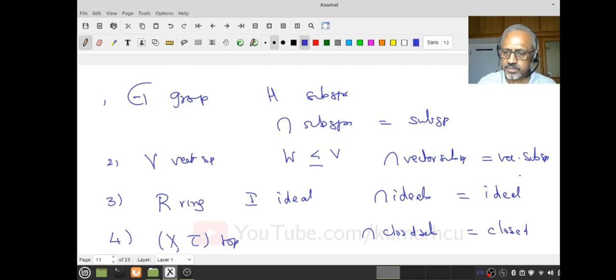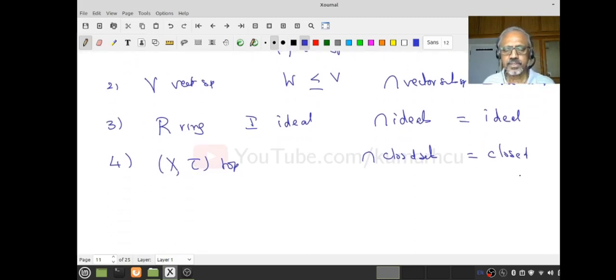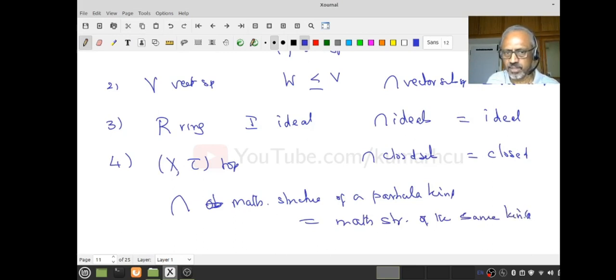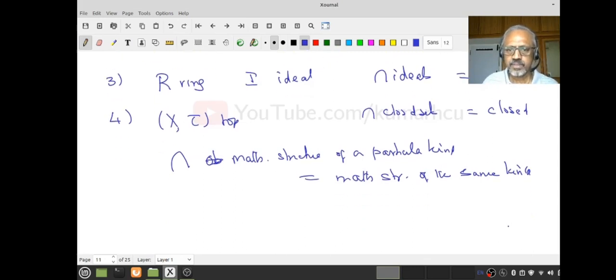Then there is always a natural question which mathematicians ask. The intersection of mathematical objects, mathematical structures of a particular kind, is equal to a mathematical structure of the same kind. Do you understand this abstract result? All these four belong to this category. Then the question I ask is the following.